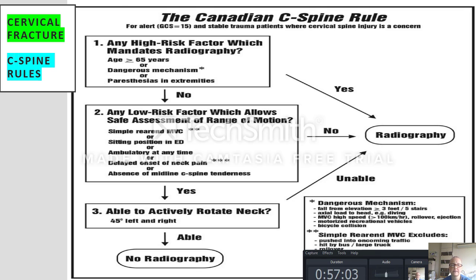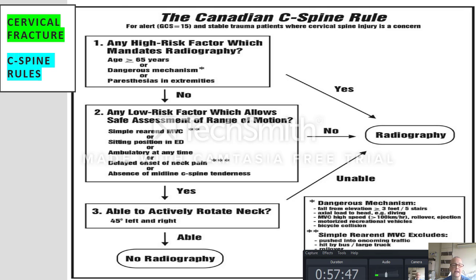So if someone is 65 or older, has a dangerous mechanism, or has paresthesia in the extremities, then if they have any of those three, they are a high-risk factor which mandates radiography. So yes, to the x-ray you go. If they don't have any of those three, any low-risk factor which allows safe assessment of range of motion. Okay.